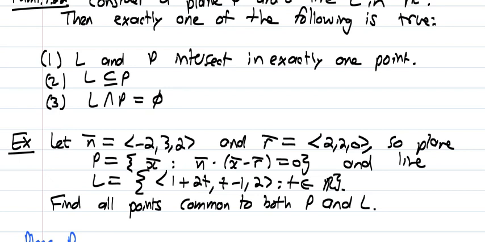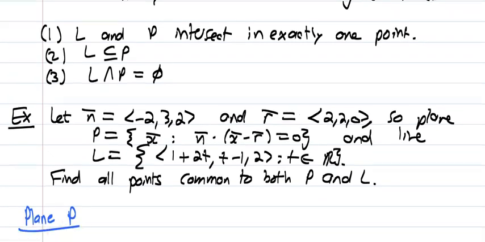Alright, so we know that one of the three will happen. Let's find out which one will happen. Let's start off by asking, do we have a nice form for plane P? When you solve these kinds of questions, it's always best to get the Cartesian form.